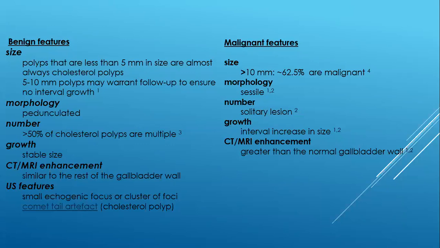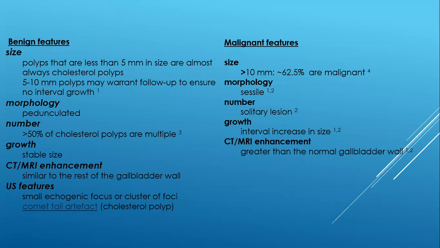Morphology: benign polyps are pedunculated, meaning they protrude. Malignant ones are sessile, meaning broad base. Numbers: more than 50% of cholesterol polyps are multiple, while malignant ones are solitary. Growth: benign polyps show stable growth, while malignant ones show interval increase in size.